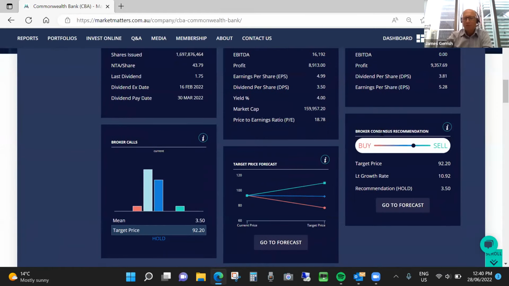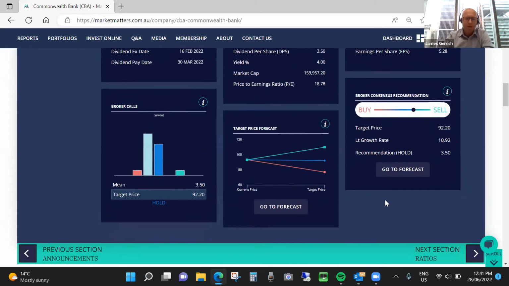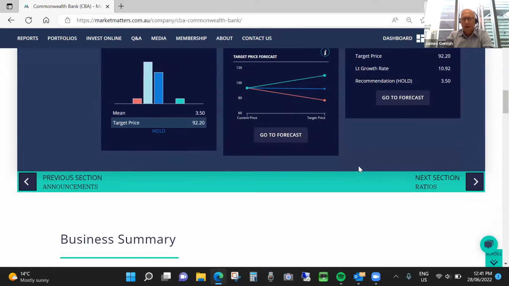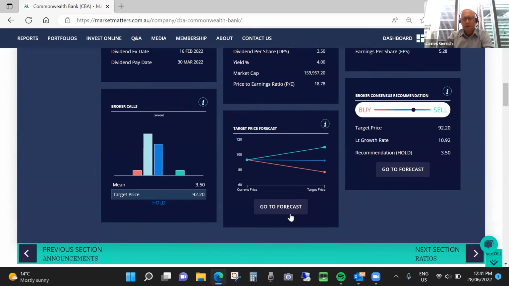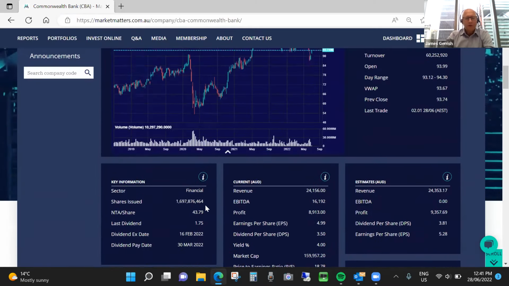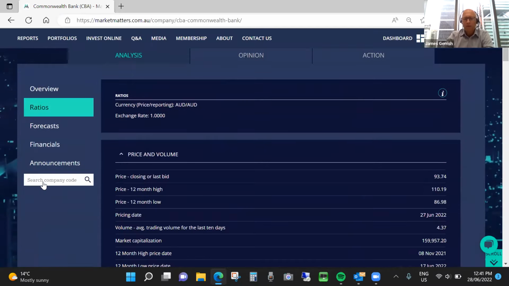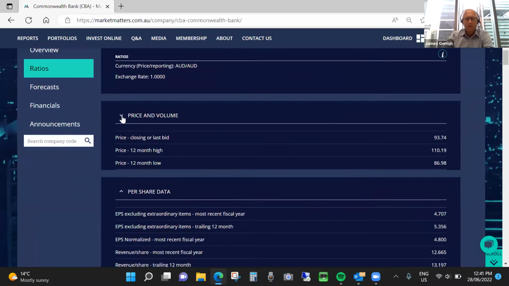This looks at consensus recommendations, and brokers who put their input into this platform can go and give the value or the conviction in their call between 1 and 10, or 1 and 5, I should say, and this has got a hold conviction at the moment. I'll go to forecasts in a moment, so you can go straight to forecasts through that. I'll just click to ratios, because ratios are an interesting point.